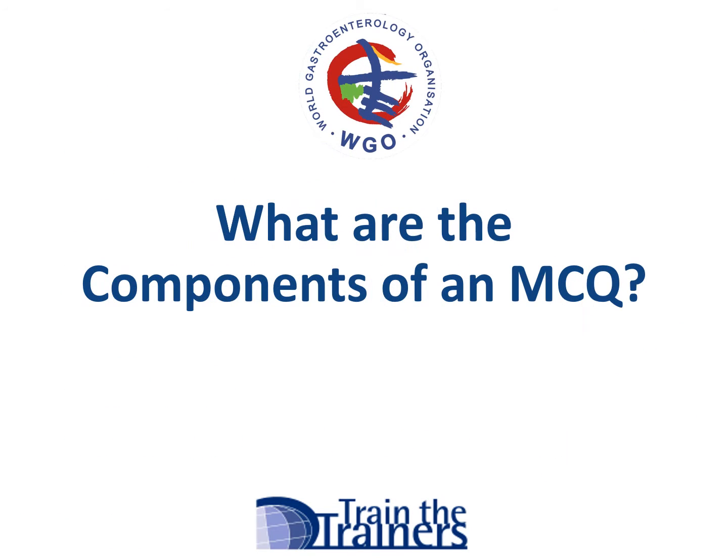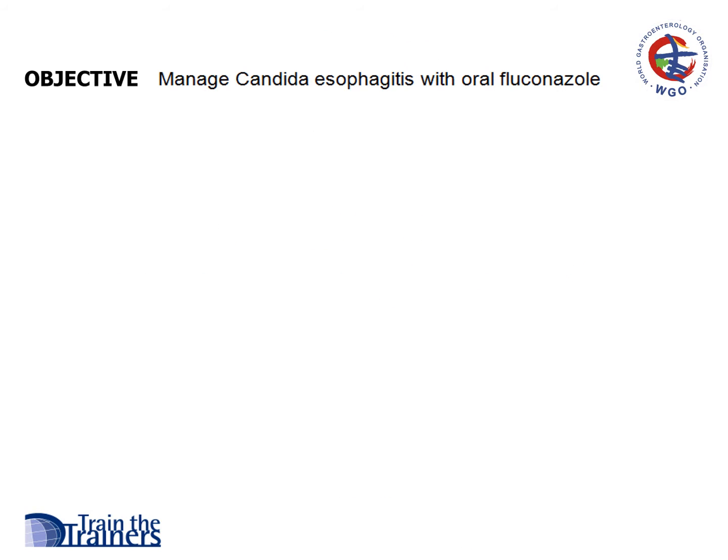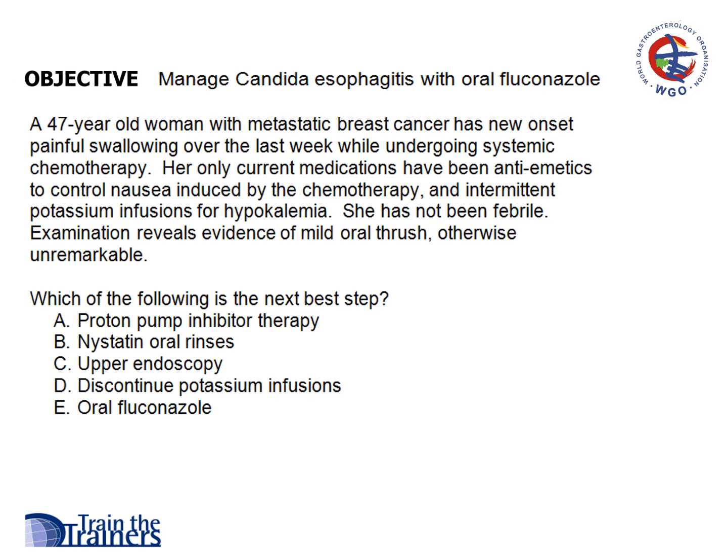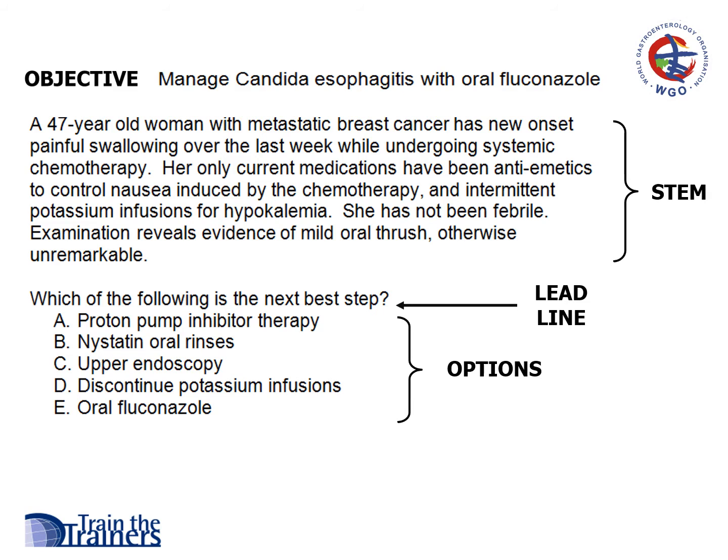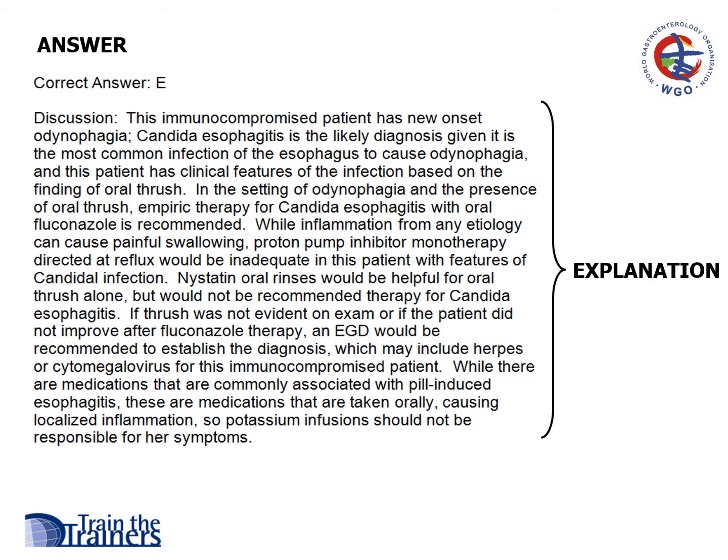What are the components of a multiple choice question? First, you must start with the objective of the question. This is followed by a clinical scenario, which is known as the stem. Next, ask the question, which is known as the lead line, followed by your options. You need to identify the correct answer, and it's a good idea to provide a justification for the correct answer and an explanation for why the distractors are not correct.